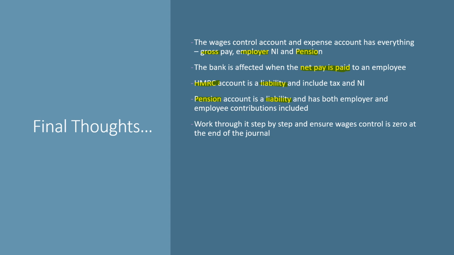My best tip for this is just to work through it step by step. Don't rush it, don't try and do it quickly, just have a look: does it make sense? And ensure that your wages control is at 0 at the end of the journal. It's only a holding account, and that's what you need to think about reducing to 0. Most of all, practice makes perfect, and I wish you all the very best in your next lot of exams.